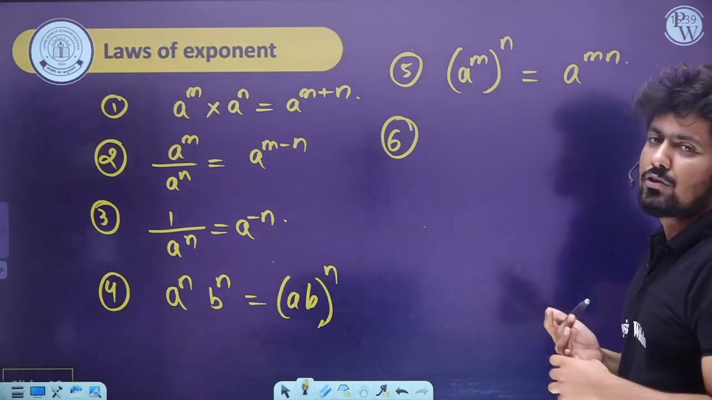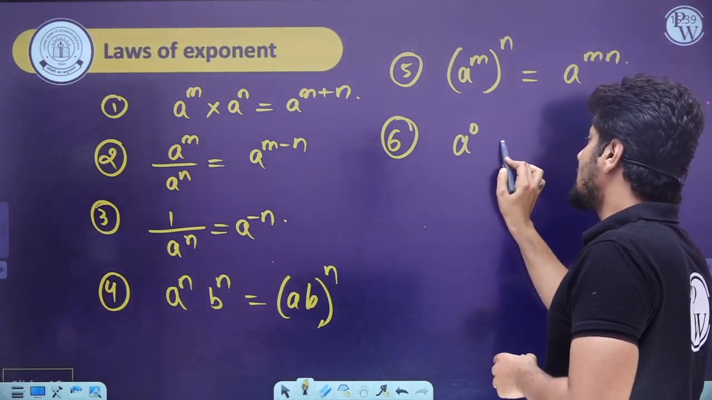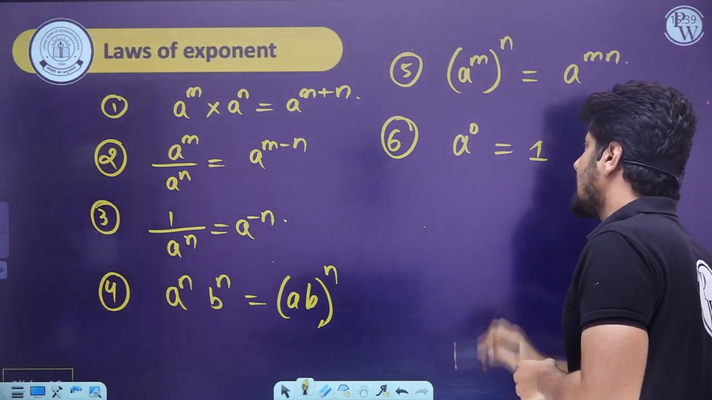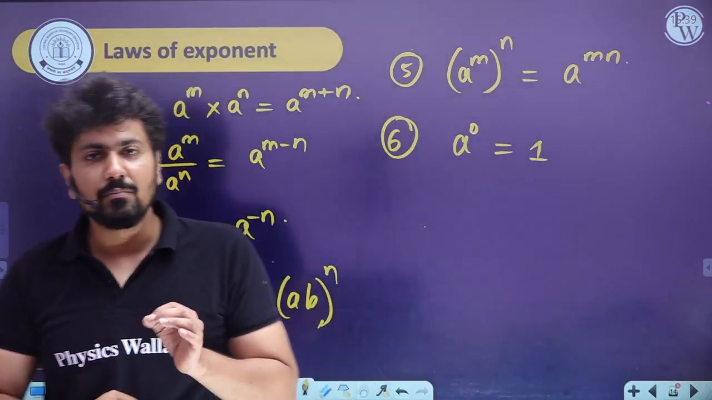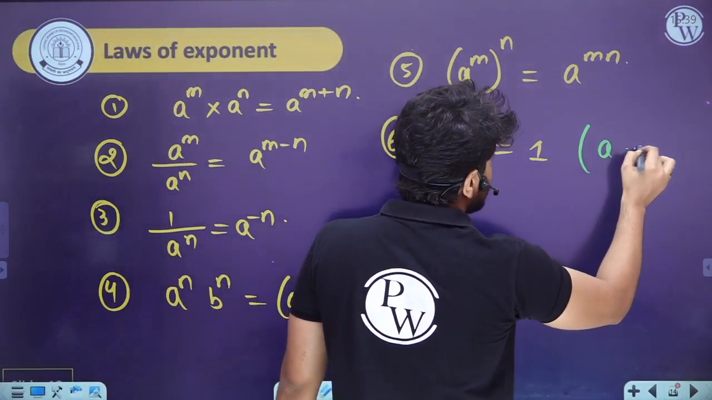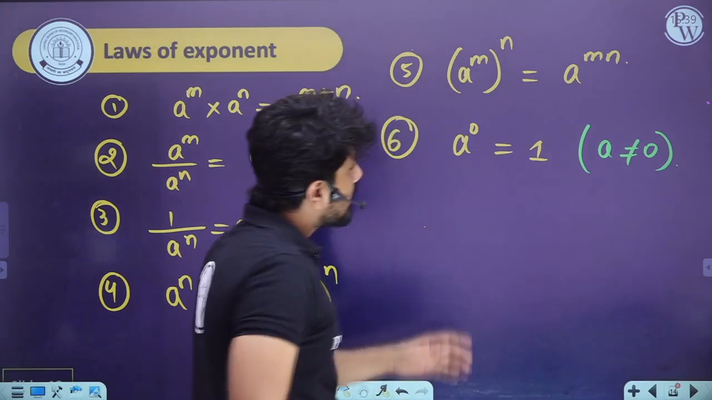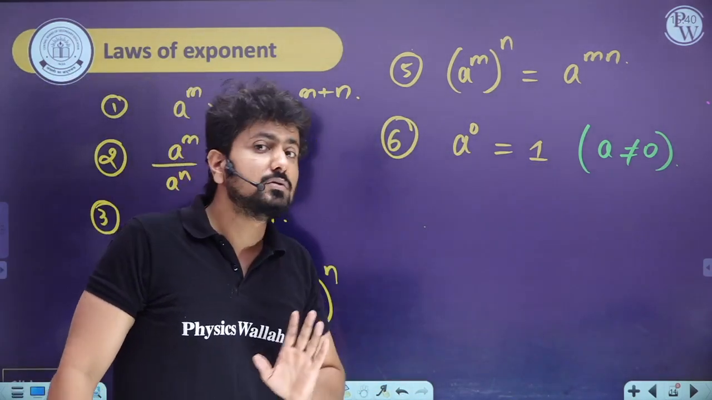So now, the sixth law. The sixth law is any number raised to the power 0 is 1. Any number raised to the power 0 is 1, but that number should not be 0. Okay, here a is not equal to 0. Any number raised to the power 0, it can be any number, but it should not be equal to 0.